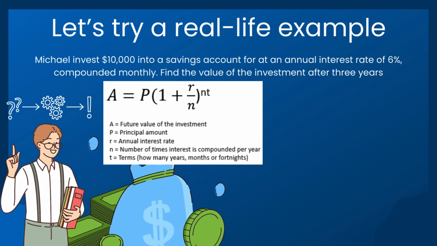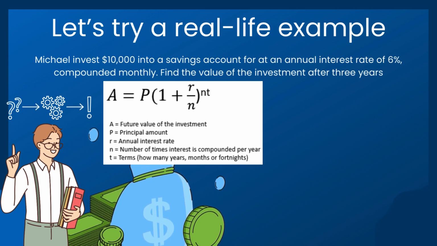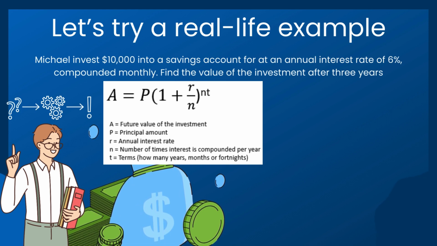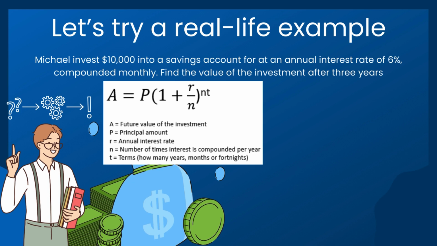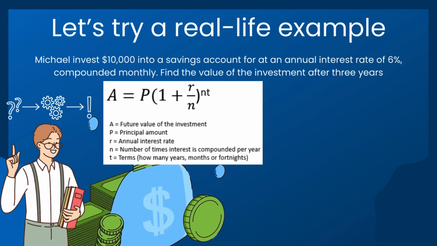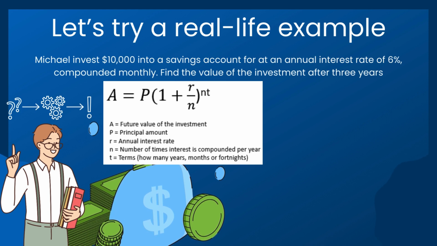But in this example, let's say Michael invests $10,000 into the bank, and the bank offers him an interest of 6% annually. And this interest is compounded monthly. This means that the bank will calculate and pay him the interest every month. Now we need to work out the value of the investment after 3 years. We'll apply the formula below.